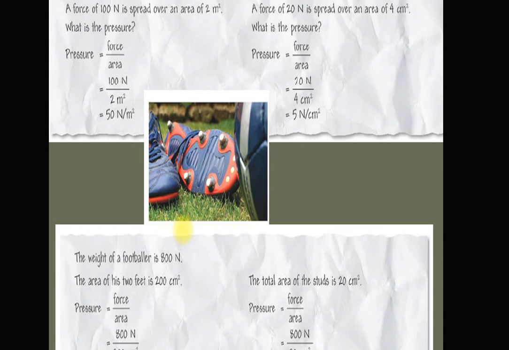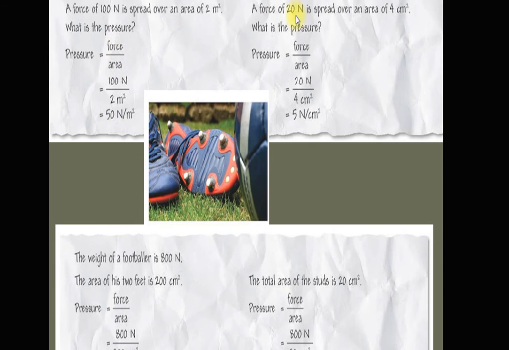We have this question. A force of 100 Newton is spread over an area of 2 meters square. A big force on a small area. Can you guess how the pressure is going to be? Okay, 100 over 2, 50 Newton per meter square. Wow, a very large pressure because the area is so small.